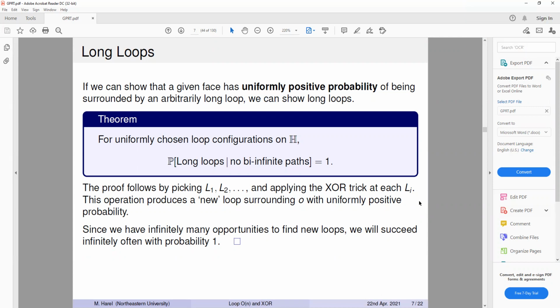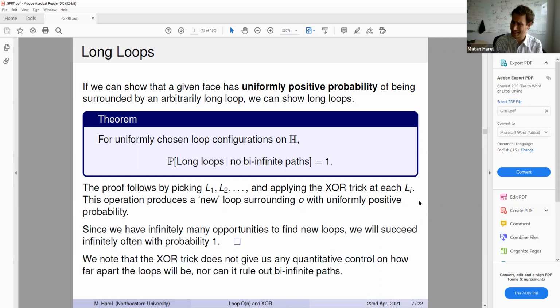Now, it's a proof, but I want to highlight that it does have a few flaws. The first is that it's completely and utterly non-quantitative, in the sense that it tells me that I have long loops, but doesn't tell me, if I have a ball of size n, how many loops I can expect to find around the origin. By the way, the answer is of order log n, but this argument doesn't tell you anything. It just tells you that the expected value must diverge.